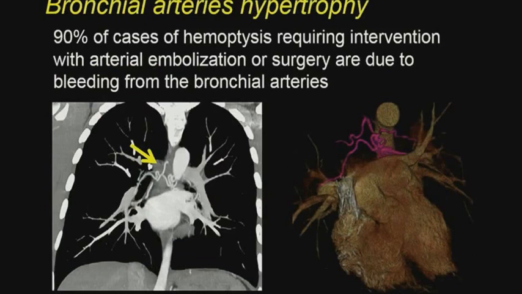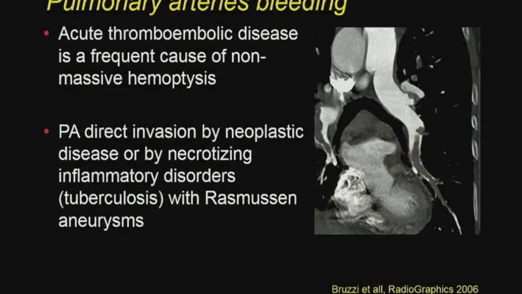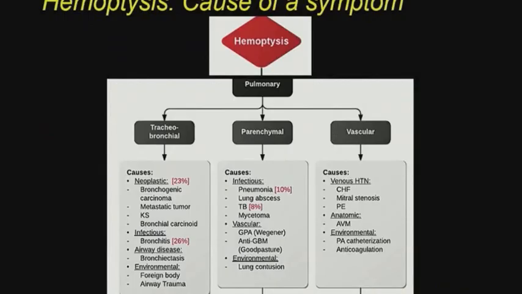Bronchial arterial hypertrophy is the major cause of the bleeding, and in 90% of cases, hemoptysis that requires intervention with arterial embolization or surgery is due to bleeding from those bronchial arteries. Acute thromboembolic disease is a frequent cause of non-massive hemoptysis, and direct pulmonary artery invasion by neoplastic disease is another common cause of bleeding. Other problems such as necrotizing inflammatory disorders, for example tuberculosis with Rasmussen aneurysm, are another potential cause of pulmonary artery bleeding causing hemoptysis.